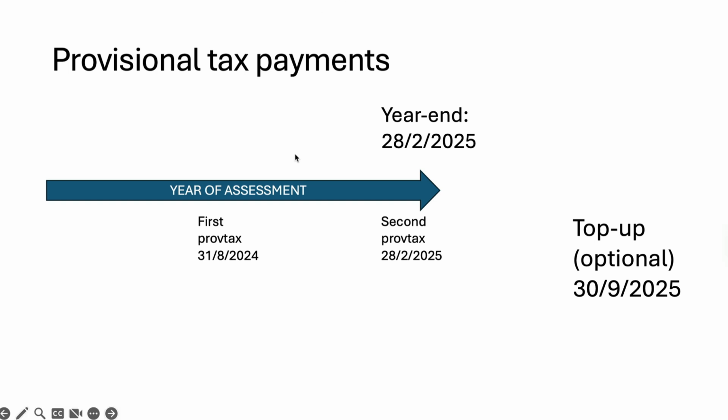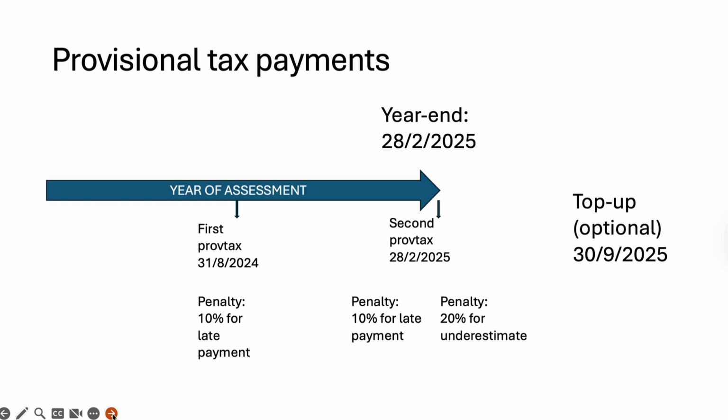What is the role of the third provisional payment? It's an optional top-up payment, and in the case of an individual, we talk about a date of the 30th of September. There's quite a misconception, so I should clarify up front that making a third provisional payment is not going to help you as far as your penalties are concerned. Your late payment penalties and your underestimate penalty will not be resolved with a third provisional payment. But where it can assist is with saving on interest.